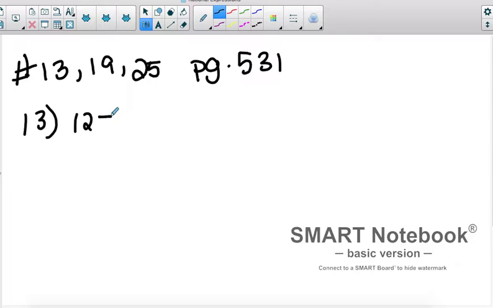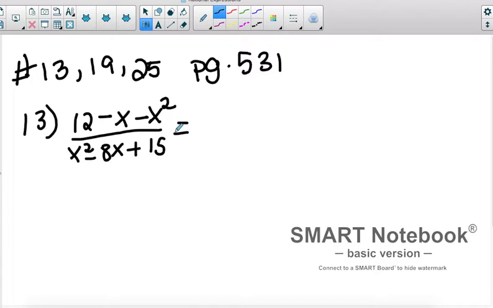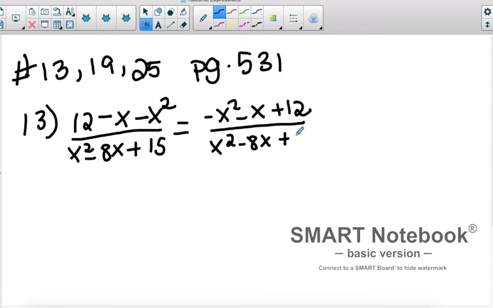So 12 minus x squared over x squared minus 8x plus 15. Okay, so the first thing I'm going to do is rearrange the numerator in order. So that'll be negative x squared minus x plus 12 over x squared minus 8x plus 15.